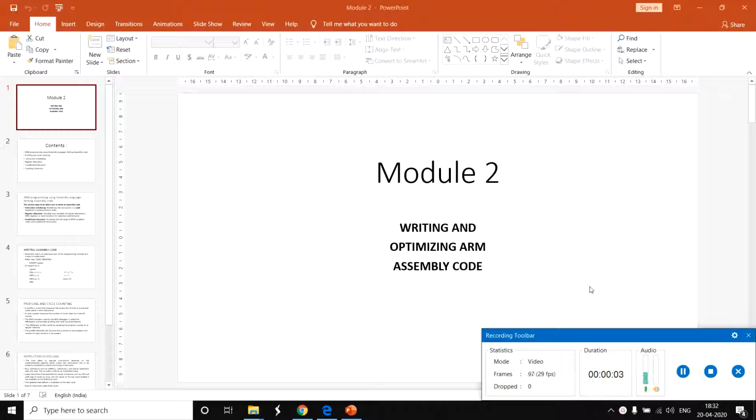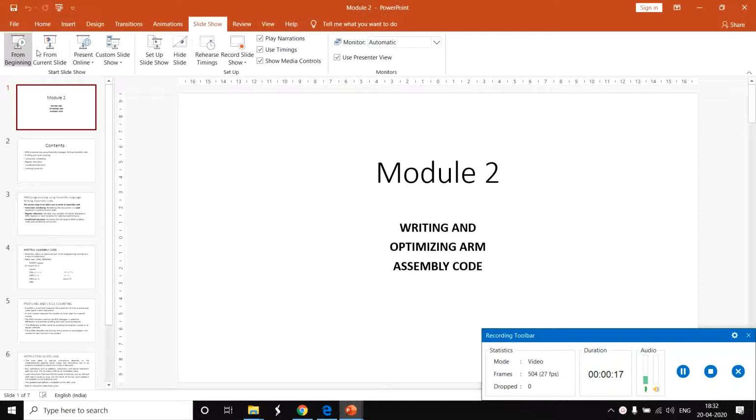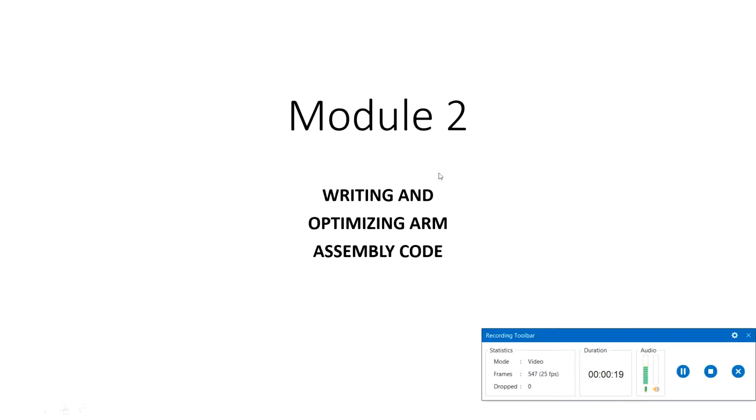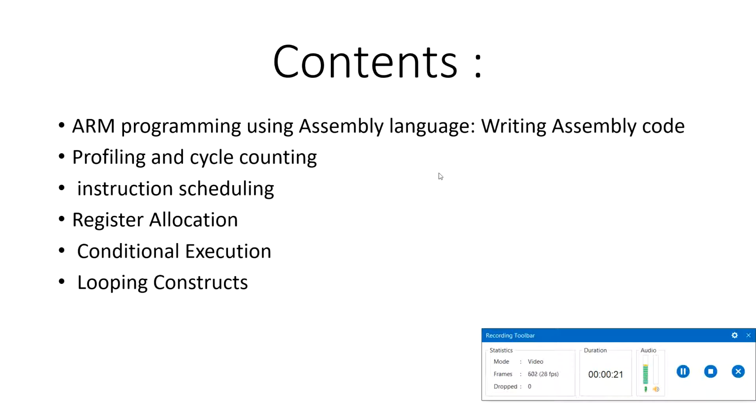Hello all. So we are starting with module 2, which is the second part of module 2. It is writing and optimizing the assembly code. So basically we should know what an assembly code is. It's a machine level language which is written in terms of mnemonics, which are the short form of English words.